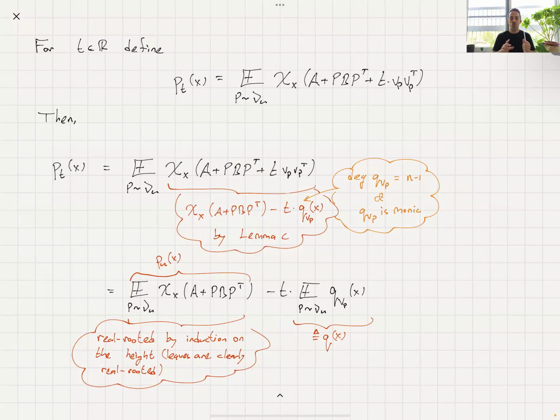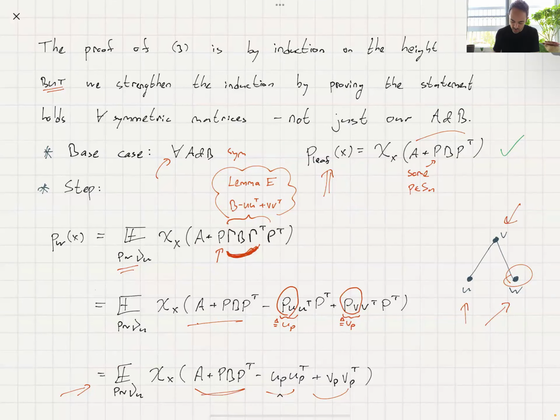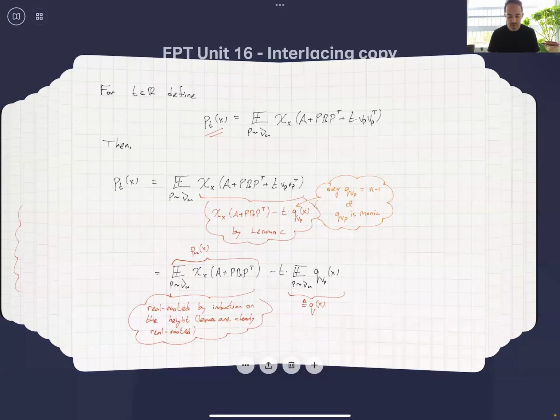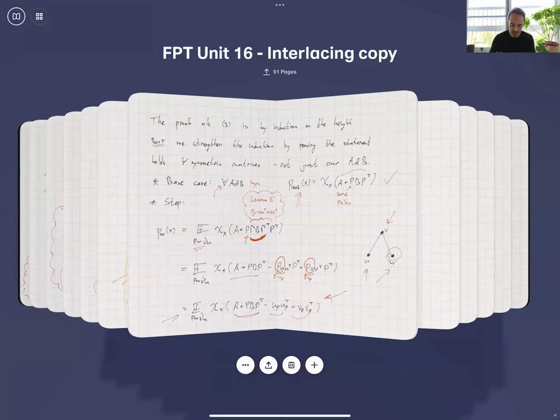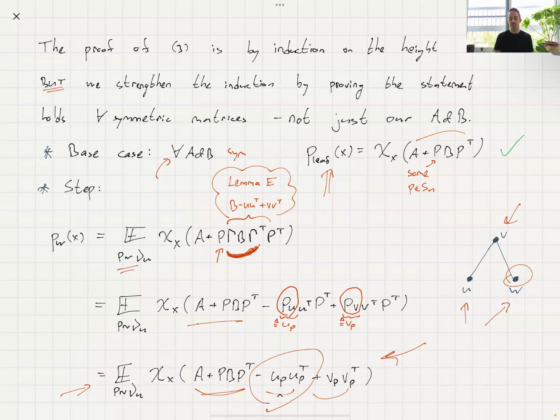Now we are going to define for every t the polynomial PT of X as follows. So it's going to be related, as you'll see in a second, to this polynomial. So we are going to define it to be, again, we are sampling according to use distribution, and we are going to look at the characteristic polynomial of A plus PVP transpose, but plus TVPV transpose. Okay, so it's related to what we have here. Here we have the minus UP transpose, which doesn't appear, and we put a T here. Okay.